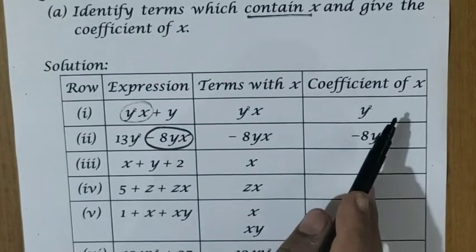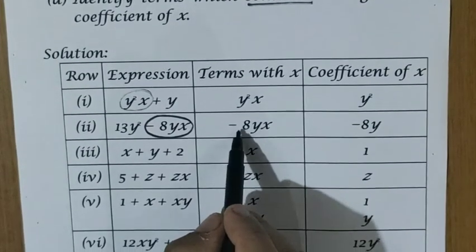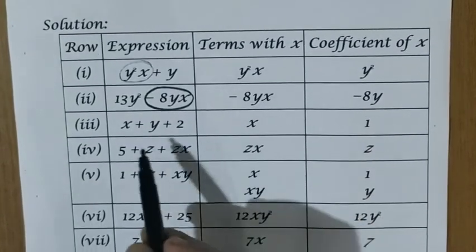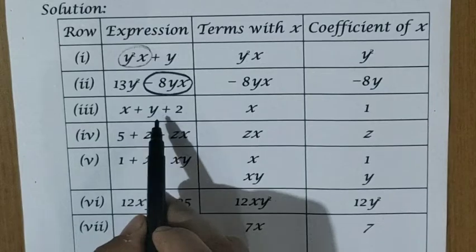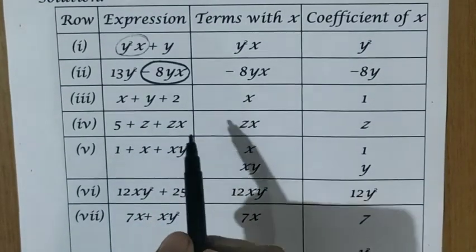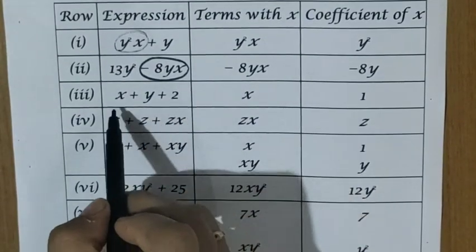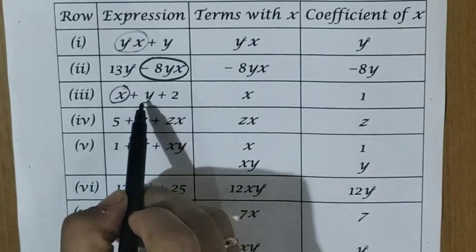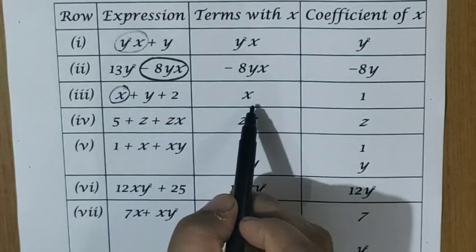Now what is the coefficient of x? Other than x, what is the number here? Minus 8y we have to write. Now the third question, x plus y plus 2. The question asks for terms with x. So only x is the term here. y and 2 do not have x. So what are the terms with x?